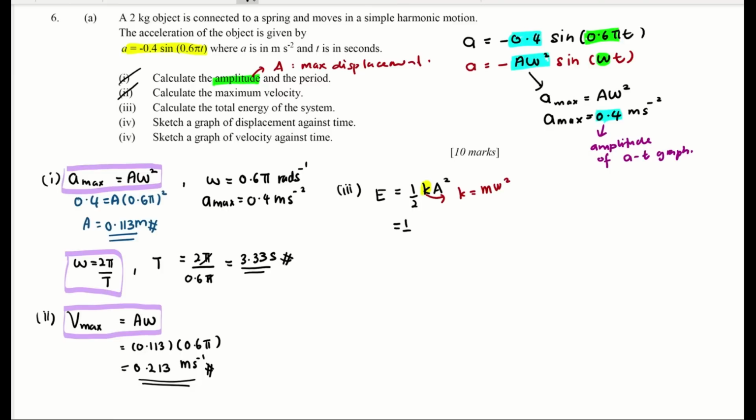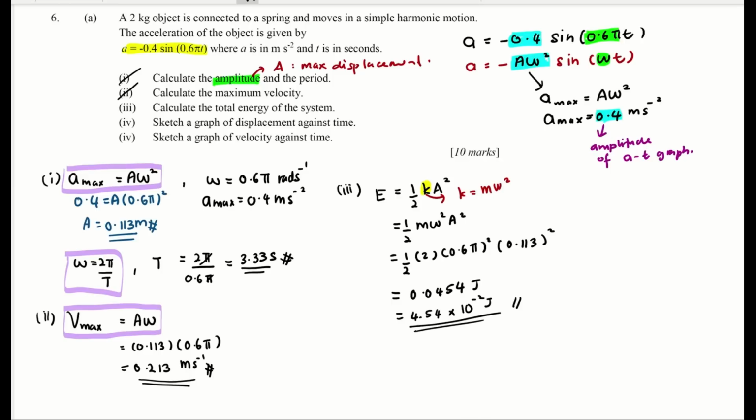So now let's substitute here. M omega squared A squared. So it is equal to half, and the mass is 2 kg, and then the omega is 0.6 pi squared. A is equal to 0.113 squared. So the answer is equal to 0.0454 joule, or we can write as 4.54 exponent negative 2 joule. So this is the answer. Very easy. And then we want to sketch a graph of displacement against time.